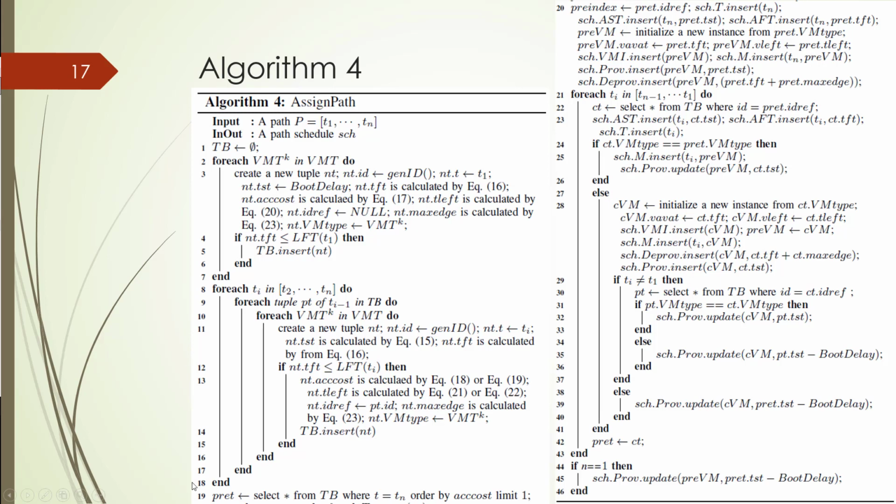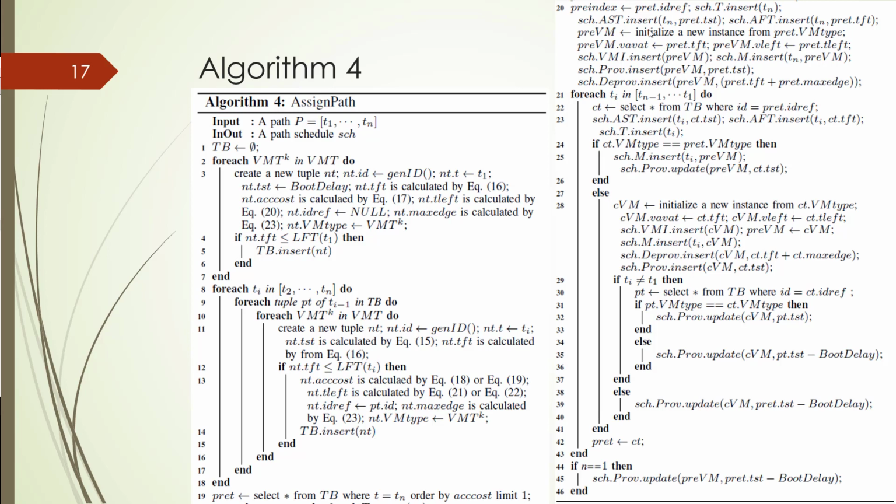So we will insert it. For the pre-T, we will select from TB all of the T that is equal to the task n, and it will be ordered by the actual cost, and limited to 1. So it will return the first one, and the pre-index will be the reference ID, and it will schedule on the TN.